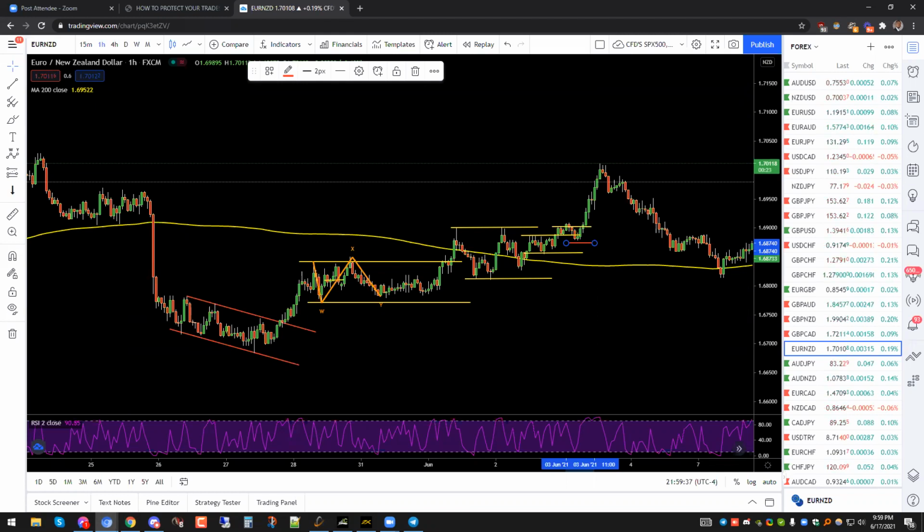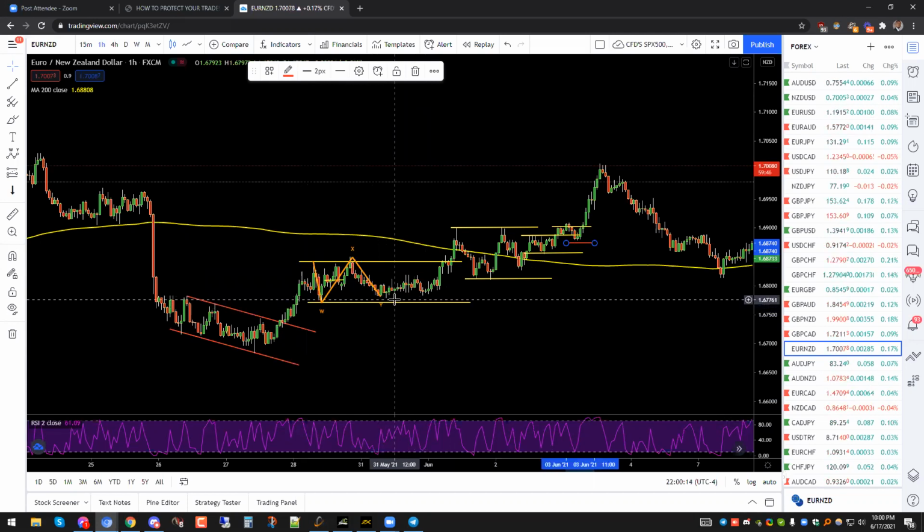I see Bella's asking, that's not a wave 5. Is it WXY, or did she mean WXYXZ? Okay, which area do you mean, Bella? Are we still speaking about the Euro NZD? Which area do you speak about? Right in this area here, right here? 31st? Okay, so this area, no.